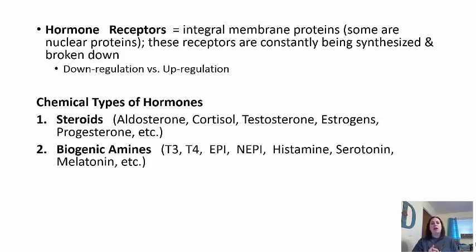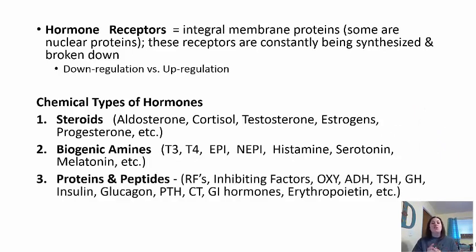We also have what we call biogenic amines. Some examples of hormones in this group are T3 and T4, which come from your thyroid. We also have epi and norepi, epinephrine and norepinephrine, which help in that whole fight or flight type response. Histamine, serotonin, melatonin, these are all part of the biogenic amines. Steroids and biogenic amines are lipid based, meaning fat based, so they're not going to like water, but they're going to have a very easy way of getting into the cells, that phospholipid bilayer. So these are what we would consider lipid based.